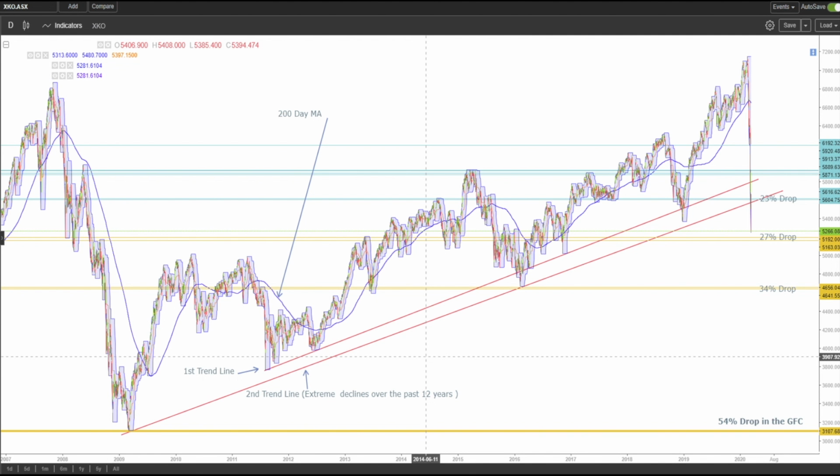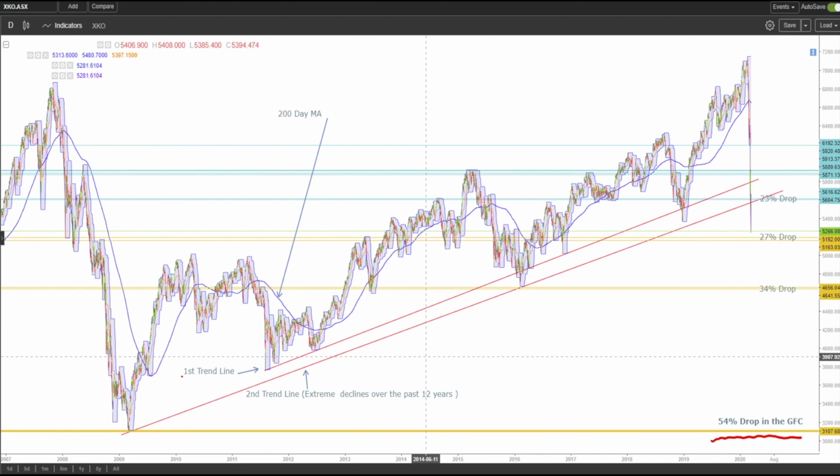So here we go. We've got the XKO and we've got it spread out all the way back to 2007. We had that bull run in 2007 and we've gone all the way down and we started things off with the big crash that happened in 2008, which was the GFC. And here we can see down on the right hand corner exactly what that drop was, 54% from its all-time high.